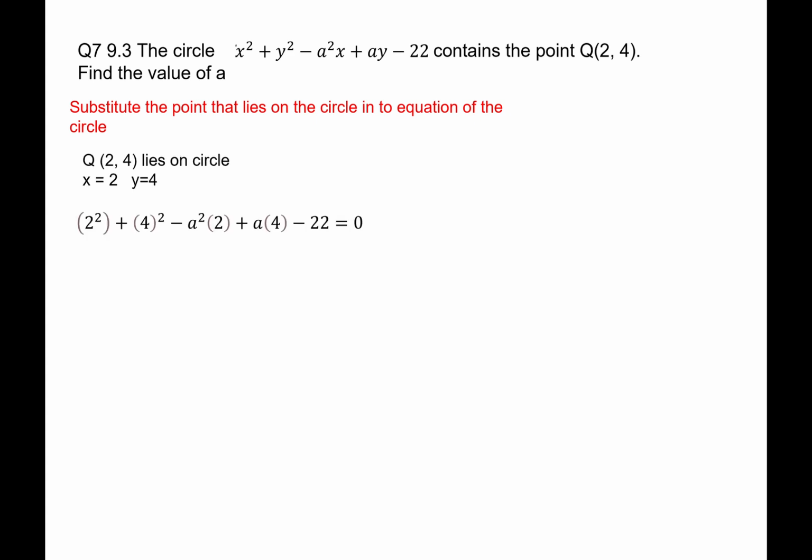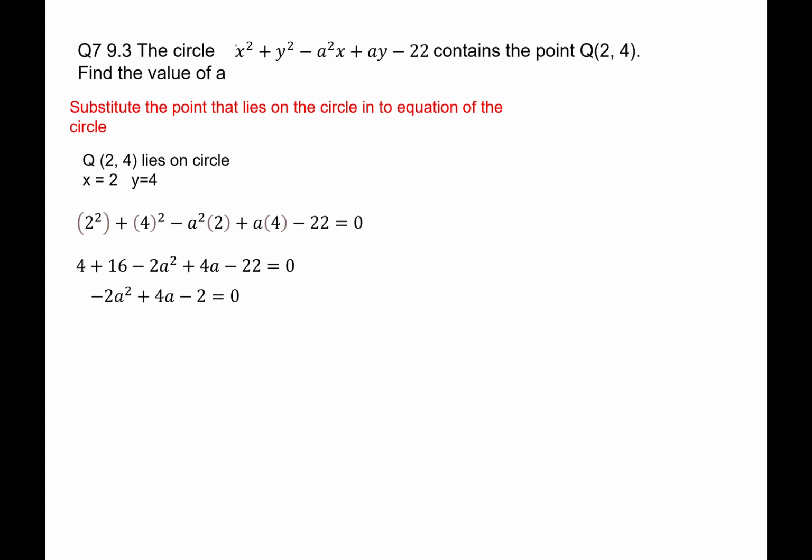So taking our point, x is equal to 2 and y is equal to 4, we substitute it into our equation of the circle and we equate this to 0 as this point lies on the circle. From here we solve for a. This gives us 4 plus 16 minus 2a squared plus 4a minus 22 is equal to 0. Grouping together our like terms, we get minus 2a squared plus 4a minus 2 equals 0.